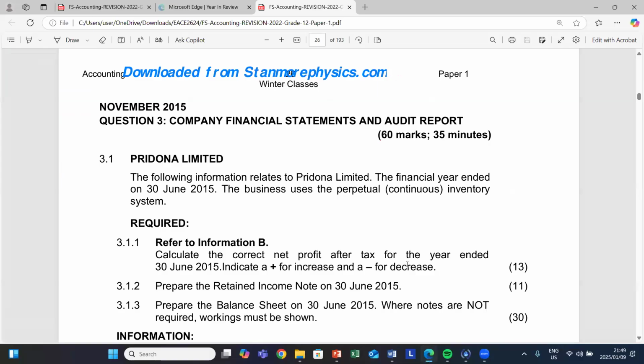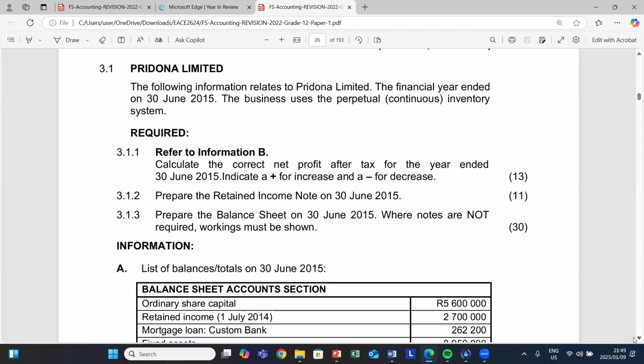We'll be dealing with question 3, which states company financial statements and audit report. We'll be focusing on 3.1.2, which is our retained income. Retained income on the 30th of June 2015. Let's look at it.